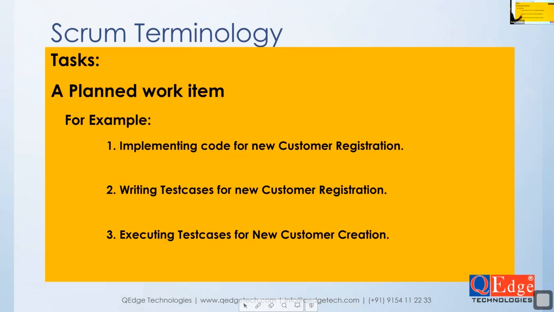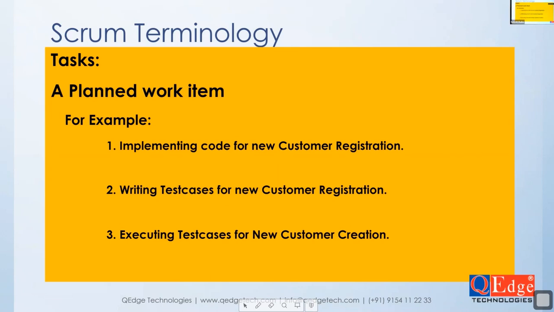Listen. The previous scenario, the Swiggy application scenario. What is the first user story? New customer registration, correct? Customer should be able to create their account. What are the various tasks belonging to story one? Writing the code for new customer registration. Creating test cases for customer registration. Executing test cases of customer registration. These three tasks belong to one user story.